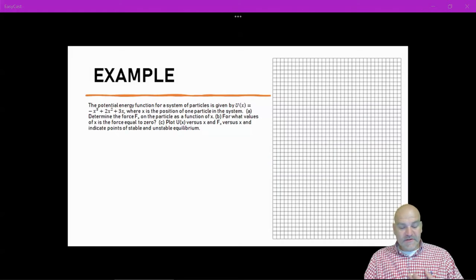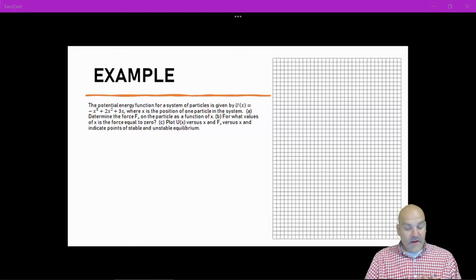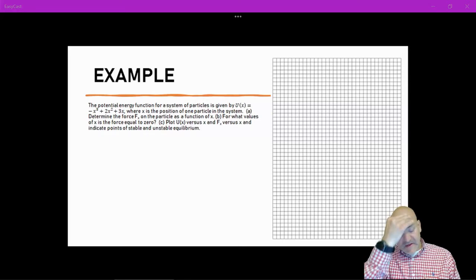It says the potential energy function of a particle is given by U of x is equal to negative x cubed plus 2x squared plus 3x, where x is the position of one particle in the system. Determine the force on the particle as a function of x. For what values of x is the force equal to 0, and then plot U(x) versus x and F(x) versus x, and indicate points of stable and unstable equilibrium.